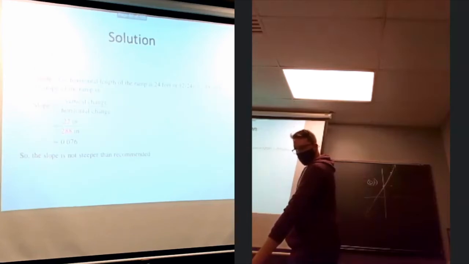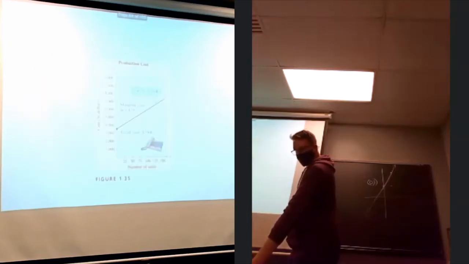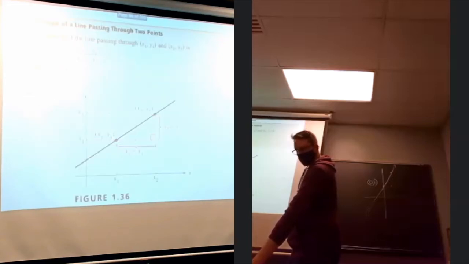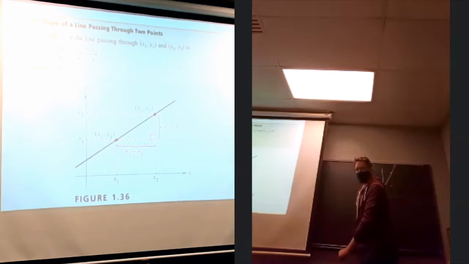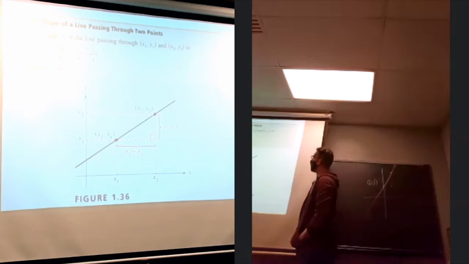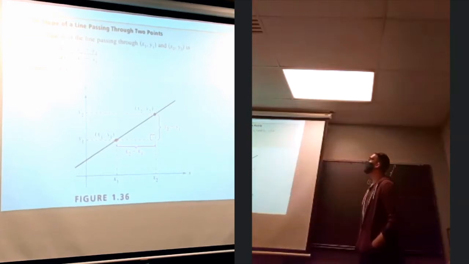Having said that, I'm going to run through these really quickly. These are just examples that I wanted to leave in case y'all wanted to look over some examples at home. Having said that, let's skip to here, the slope of a line passing through 2 points.